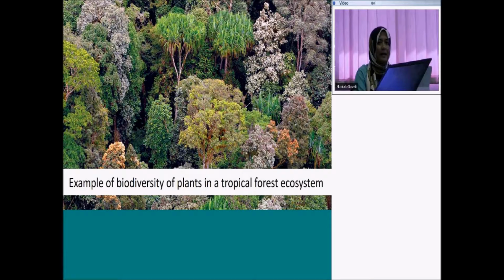Another example would be the biodiversity that you can find in forests. This is a tropical forest ecosystem. In just a small area like what you see on the screen, you can see so many different species. So this is a very rich ecosystem. Tropical forest is one of the richest ecosystems in the world.